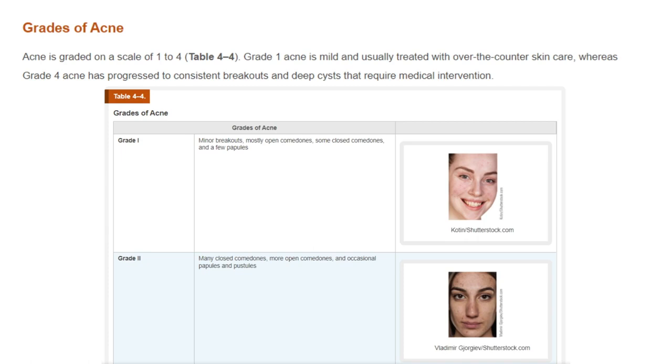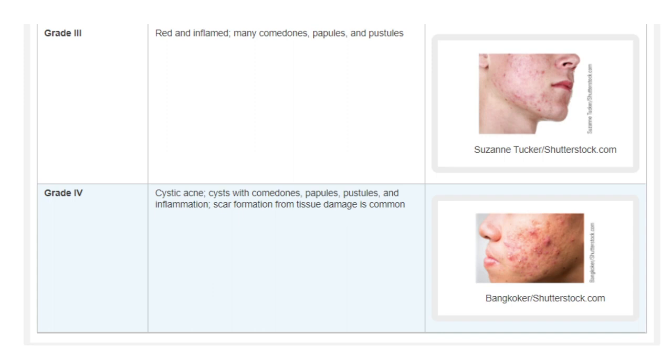Grades of acne. Grade 1, minor breakouts, mostly open comedones, some closed comedones, and a few papules. Grade 2, many closed comedones, more open comedones, and occasional papules and pustules. Grade 3, red and inflamed, many comedones, papules, and pustules. Grade 4, cystic acne, cysts with comedones, papules, pustules, and inflammation. Scar formation from tissue damage is common.